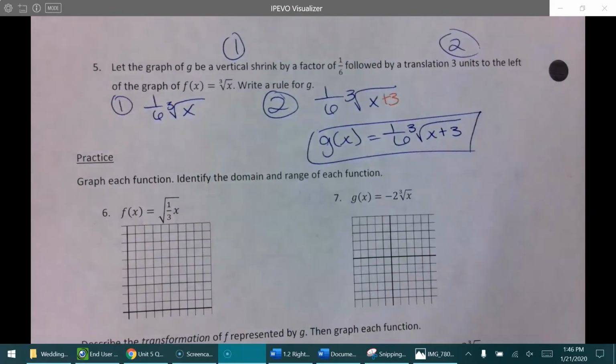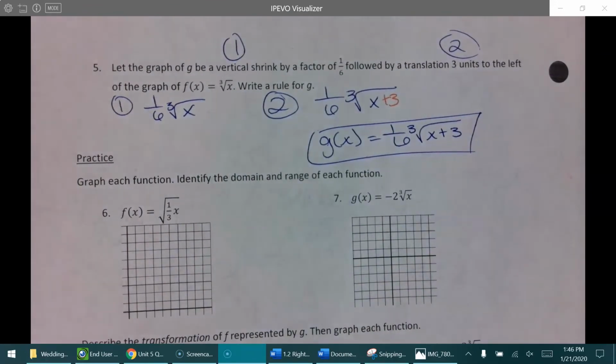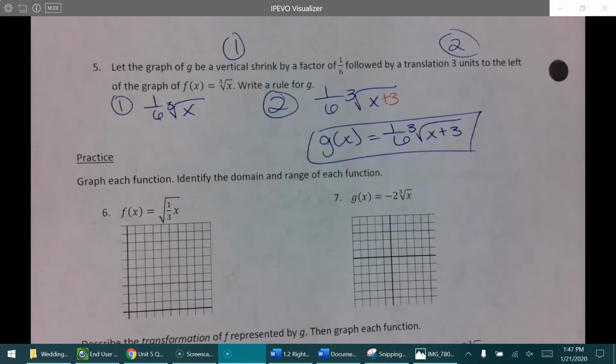Huh? I cannot hear you over the group of boys in the middle. What? Yes. Okay, questions here.